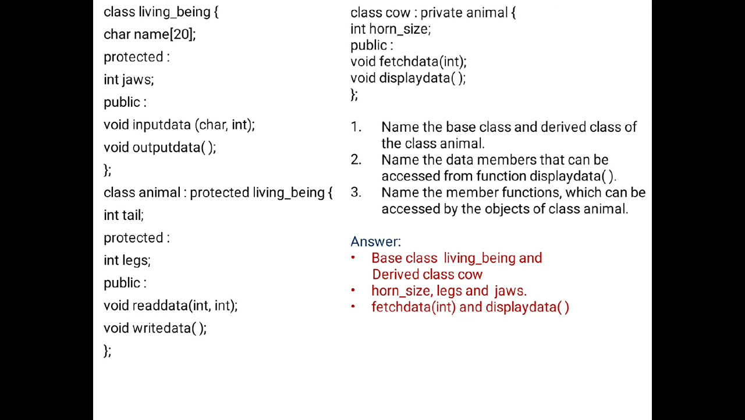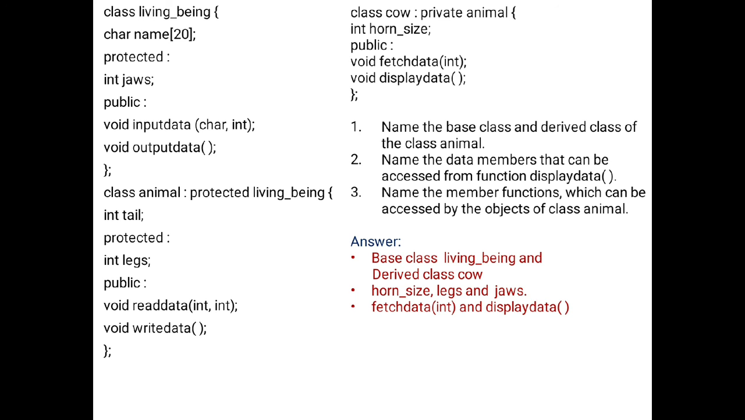Yet it is able to access the private data member horn size, because this is not a non-member function. It is the member function that belongs to the class cow, and the horn size is also a data member that belongs to the class cow. So the private data members can be accessed by its own member functions.